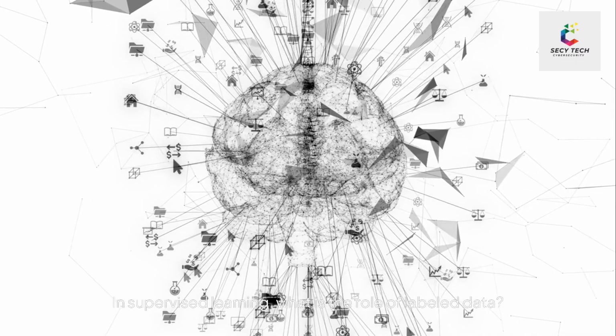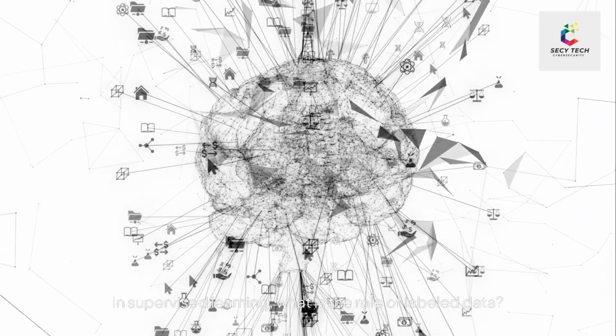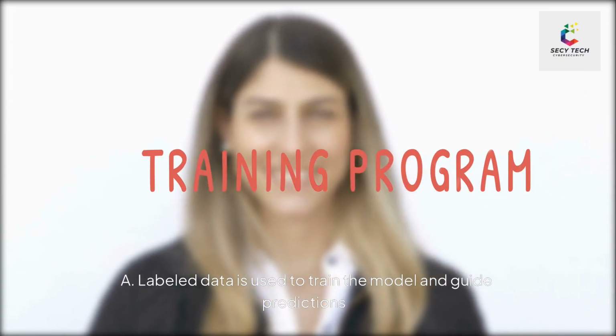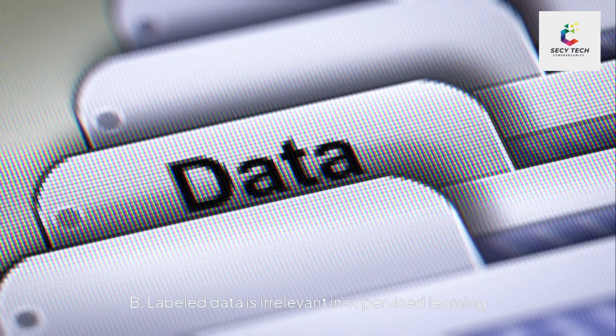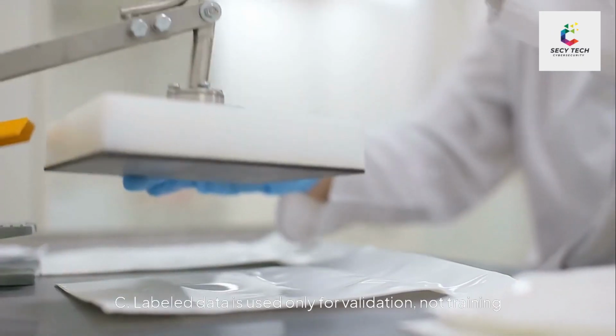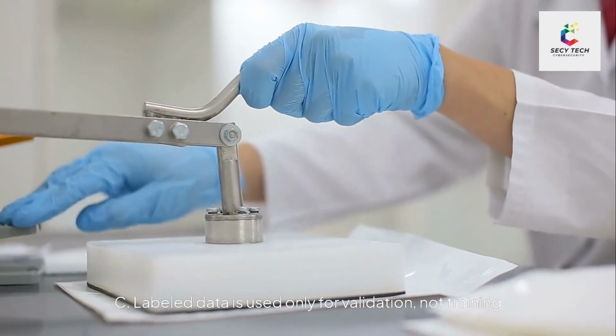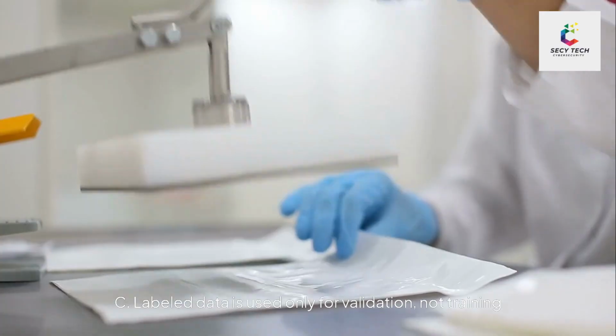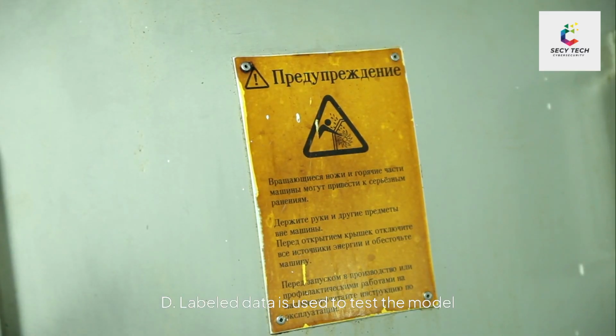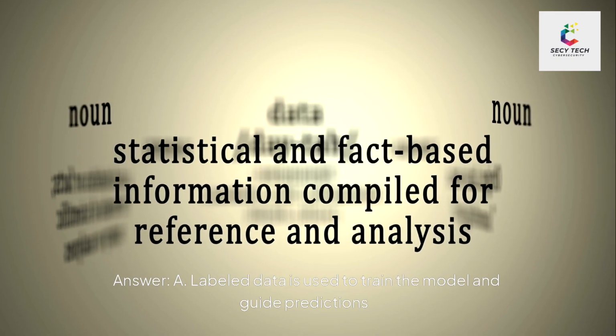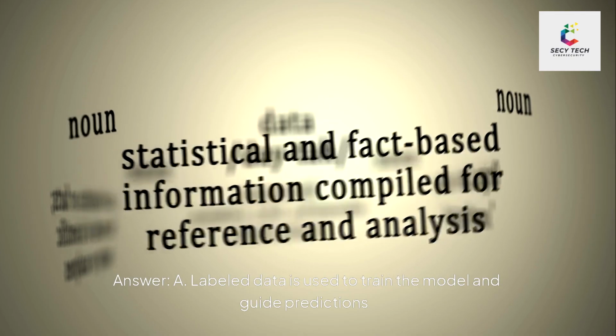Q17. In supervised learning, what is the role of labeled data? A. Labeled data is used to train the model and guide predictions. B. Labeled data is irrelevant in supervised learning. C. Labeled data is used only for validation, not training. D. Labeled data is used to test the model. Answer: A. Labeled data is used to train the model and guide predictions.